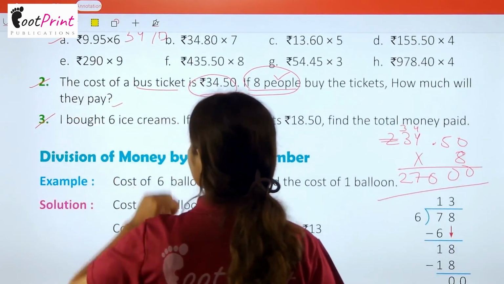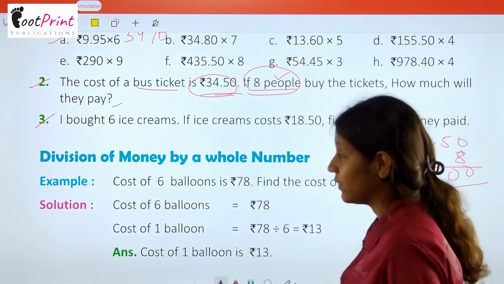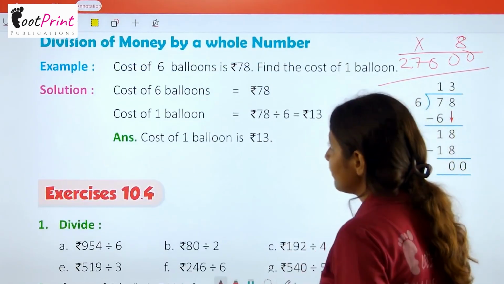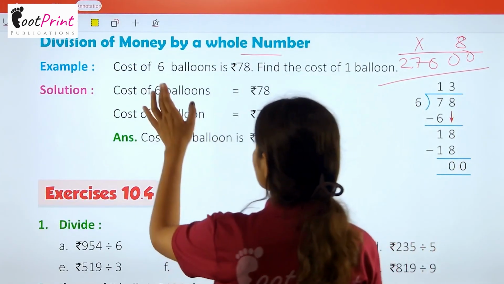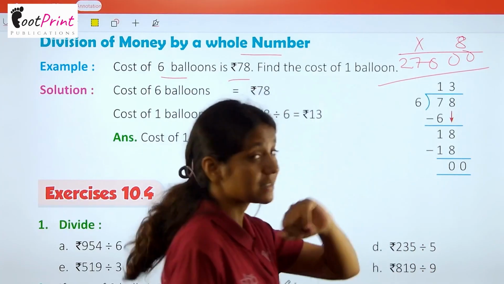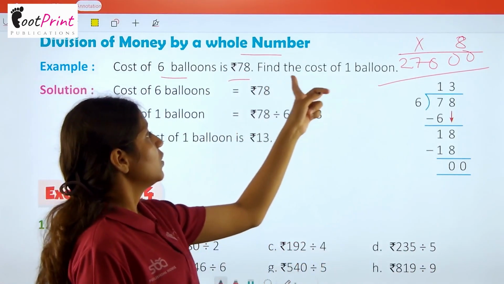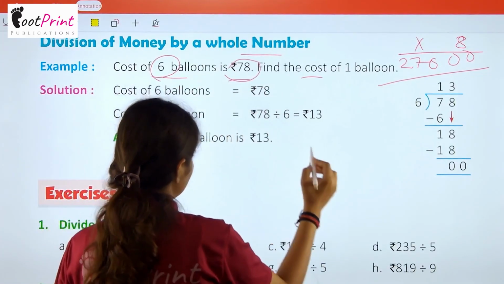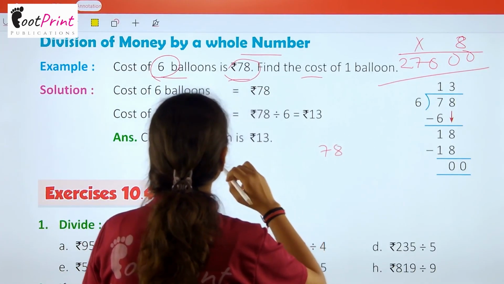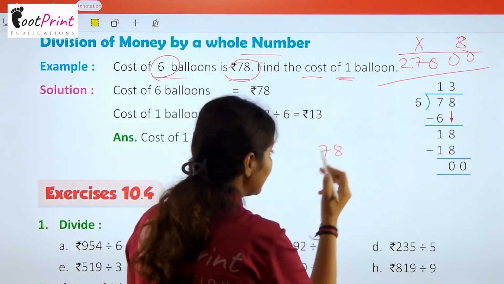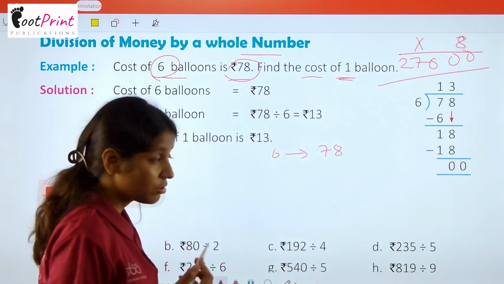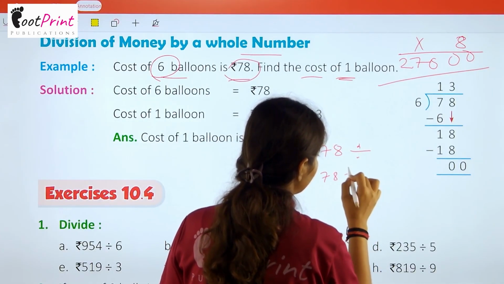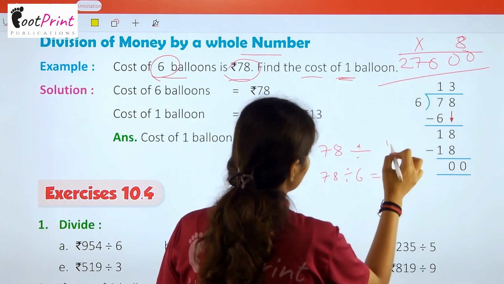Then we have question number 3 that you people will do by yourself because this is again a word problem based on multiplication only. Now, division of money by a whole number. Cost of 6 balloons is rupees 78 as it is given. Now, find the cost of one balloon. You have to do the division. So, 78 divided by 6 will give the answer.